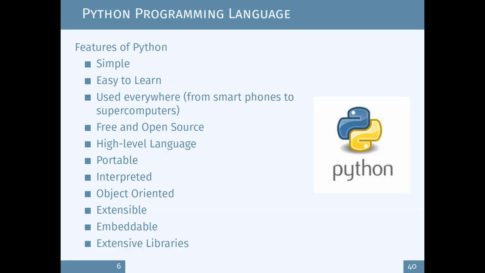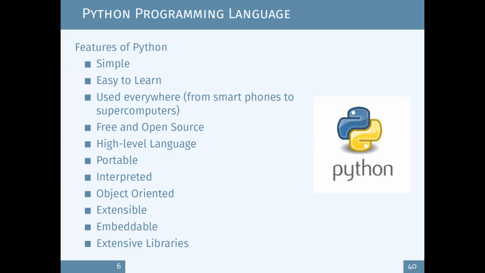It's a high-level language, so you don't have to worry about the hardware stuff, memory management, so you can focus on your coding. It's portable, it's interpreted, it's object-oriented, it's extensible, which means that if you do not see some of the features that you need, you can extend it. It's embeddable, which means you can put this into hardware. For example, in IoT, you can write the code in Python and then put it on hardware, which is again another advantage. Last point, but a very important one, is that we have extensive libraries.